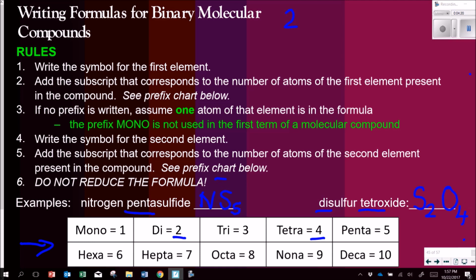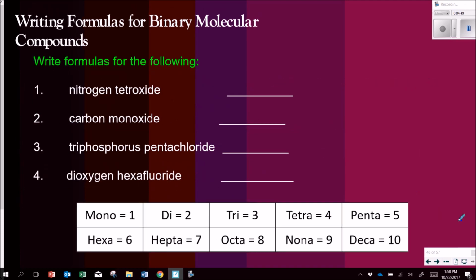Finally, it says do not reduce the formula. We do not reduce formulas of molecular or covalent compounds. So S2O4 stays just like that, and we don't reduce it. Let's practice a few more examples. Number 1, nitrogen tetroxide. So I have an N for nitrogen. I do not have a prefix in front of nitrogen, so I assume a 1 and I leave it alone. Tetroxide, tetra is for 4, so I have 4 oxygens, so O4.